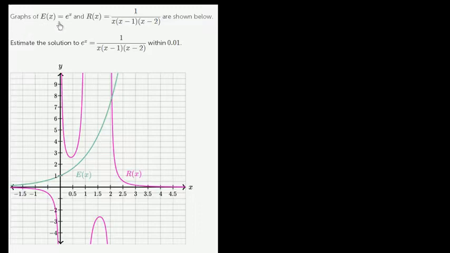Graphs of e of x equals e to the x and r of x equals 1 over x times x minus 1 times x minus 2 are shown below. Estimate the solution to e of x being equal to r of x within 0.01. So we want to figure out for what value e of x equals r of x. And they want us to estimate it.